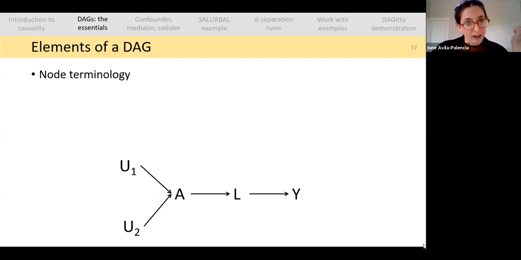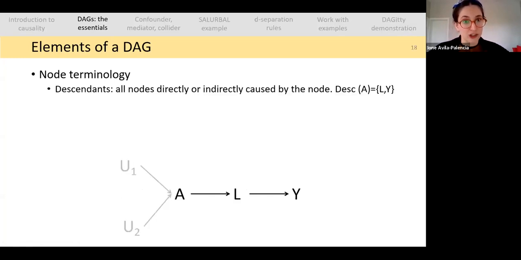So then another thing is the node terminology. This is very specific from DAGs. As I said before, we have these 4 different letters. Here we have A, which is the exposure. Then we have L, which is the measured variable. Y is the outcome. And then we have 2 U's, U1 and U2, which are unmeasured variables.